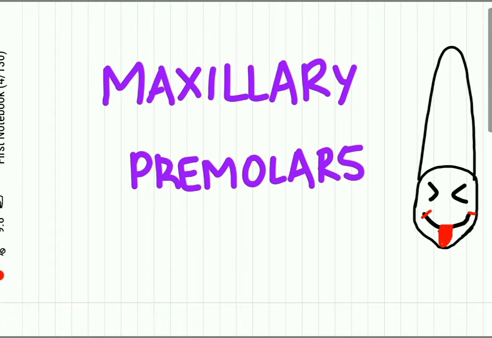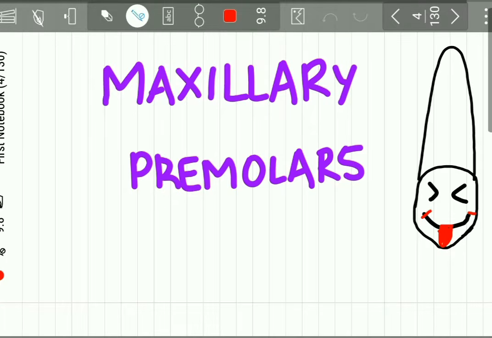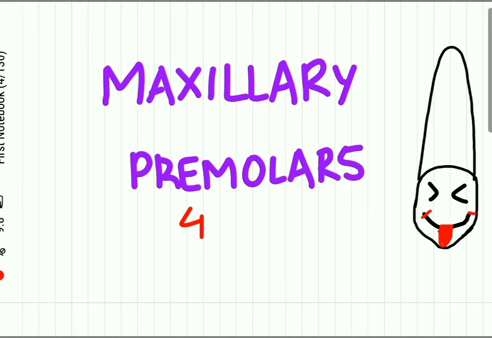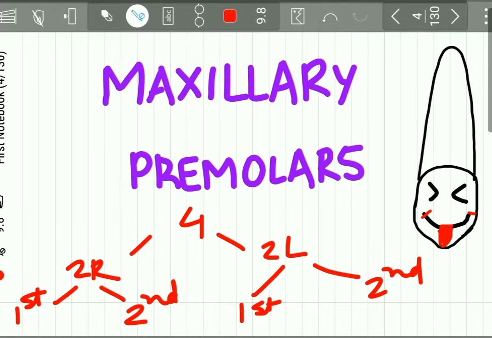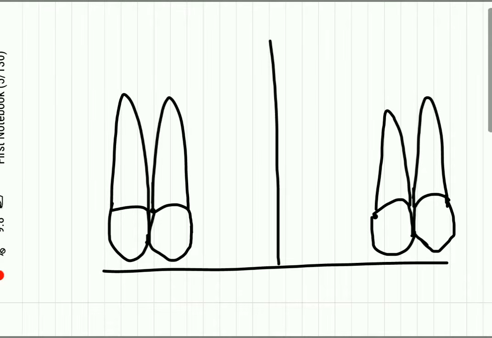Now let us study about the maxillary premolars. The maxillary premolars are total 4 in number, 2 on the right side and 2 on the left side. Each side contains one first premolar and one second premolar. Similarly, on the left side there is one first premolar and one second premolar.